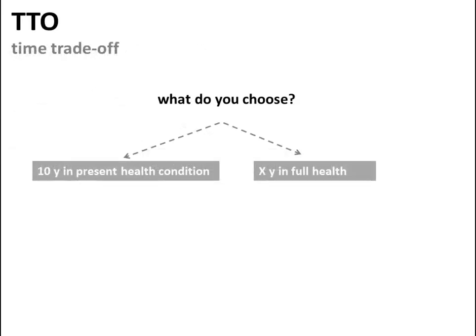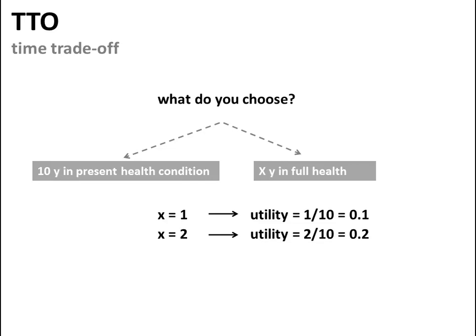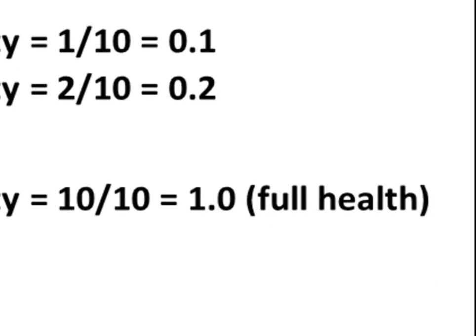For example, if the individual would prefer 1 year of full health to 10 years in his present health condition, the utility of the health condition is estimated to be 0.1. Would the individual instead answer 2 years, the utility of his health condition would be 0.2. Would the individual answer 10 years, it means that he is indifferent between living 10 years in the present health condition and 10 years of full health. That is, he experiences his health condition to be equal to full health, which gives a utility of 1.